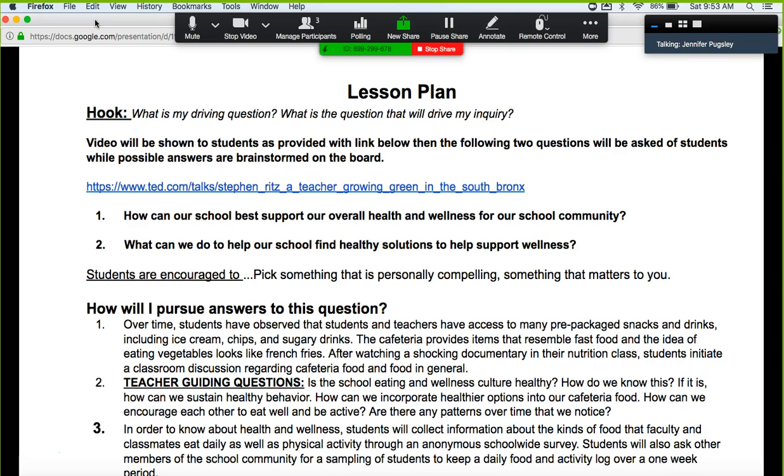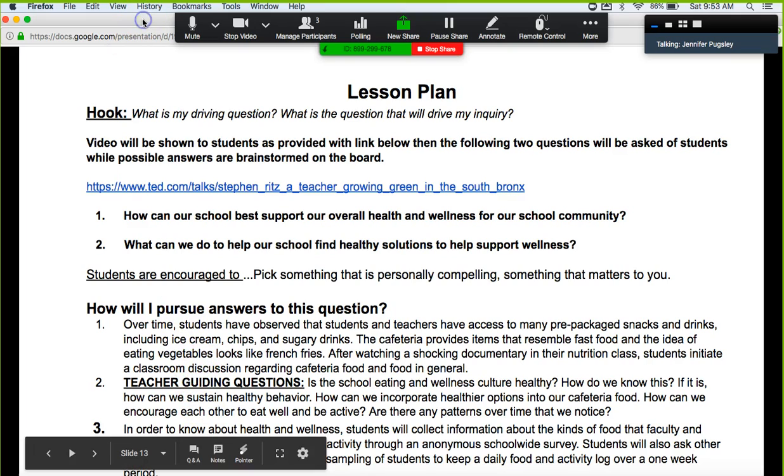We provide a structure to help students organize the process of how to drive projects forward. We know that this is merely a template, and it could expand even further on depending on the initial answers from students. So any teacher can show the video, and these are a few questions that they can ask students. Students are then encouraged to pick something that's personally compelling to them, something that matters. And then we continue with our process. How will they continue to pursue answers to this question? And so we're giving that in steps as well as teacher guided questions.